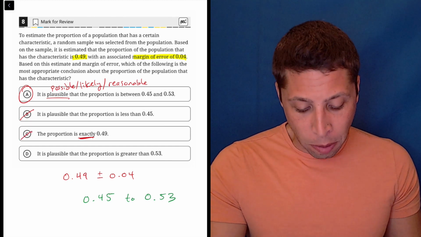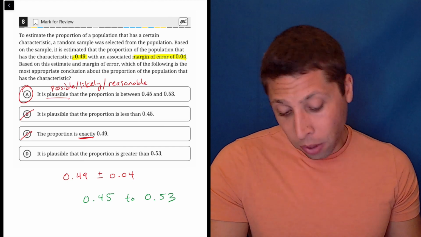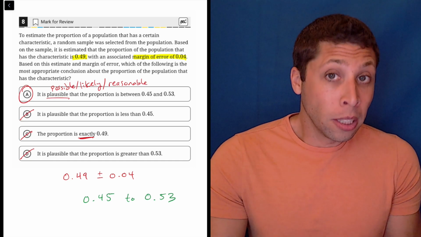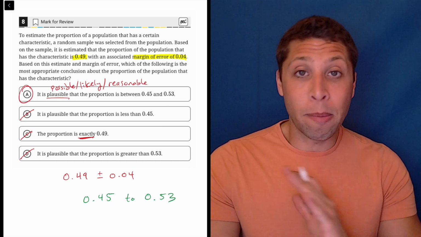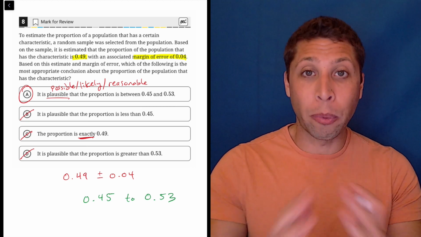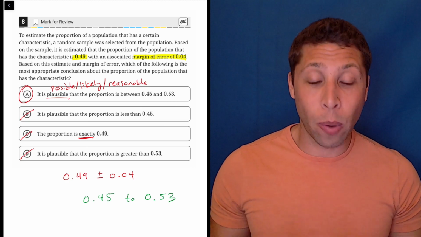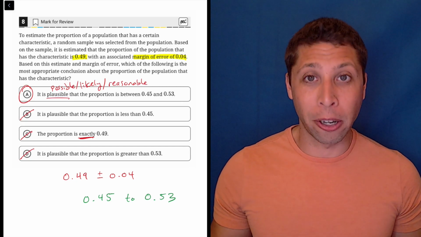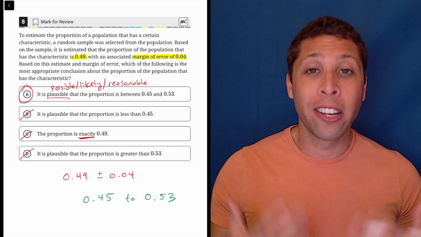D, it is plausible that the proportion is greater than 0.53. Well, that's really just the same problem as B, but in the other direction. So again, it's possible, but it's unlikely. So A is basically just a straight up definition of margin of error. Just be comfortable with what this means, and these should be very easy questions. Even if they look at first like they're scary, it's really just a vocabulary question asking for the definition of margin of error.